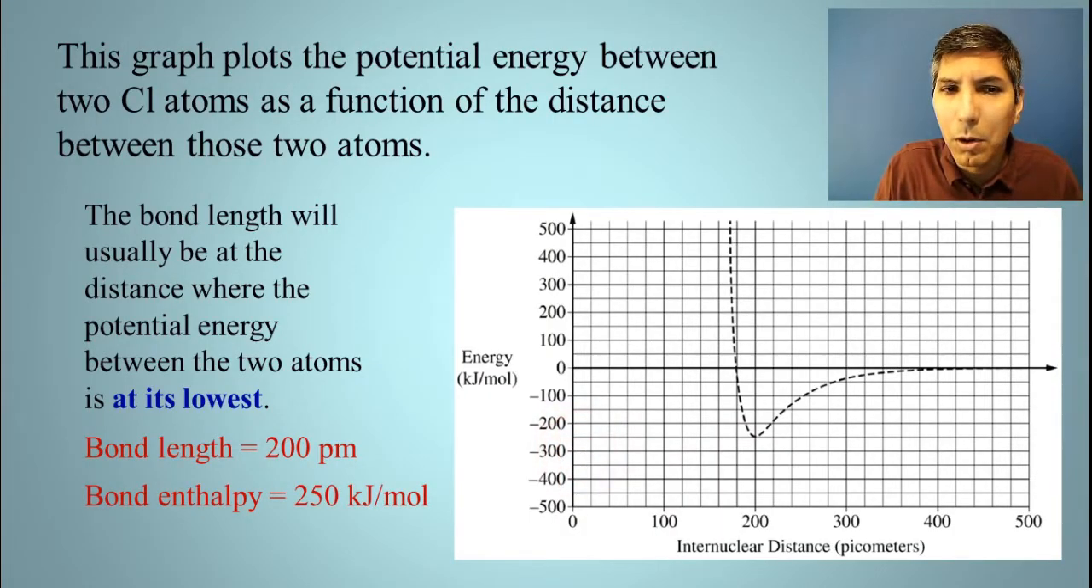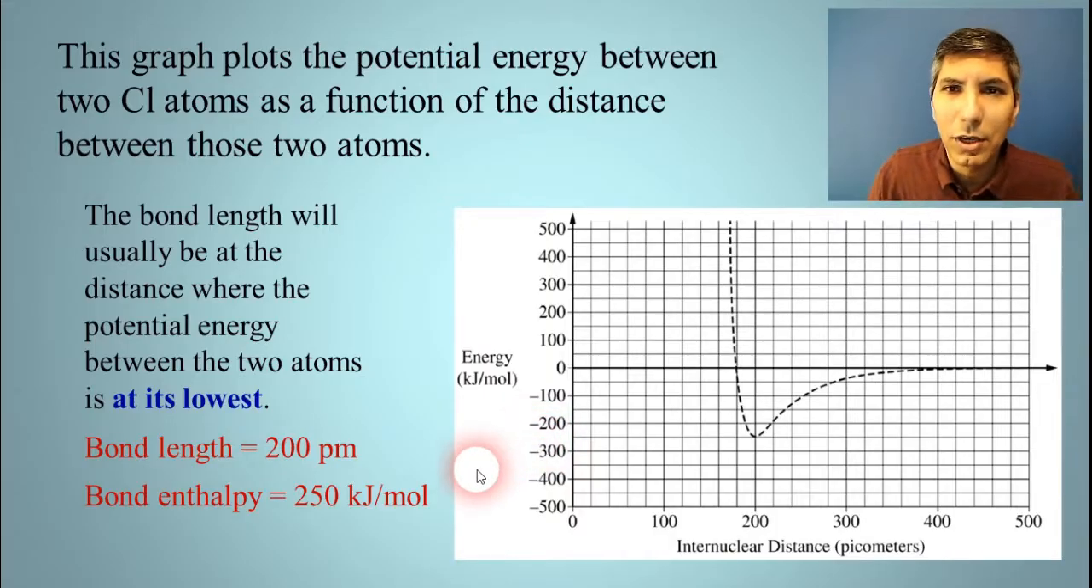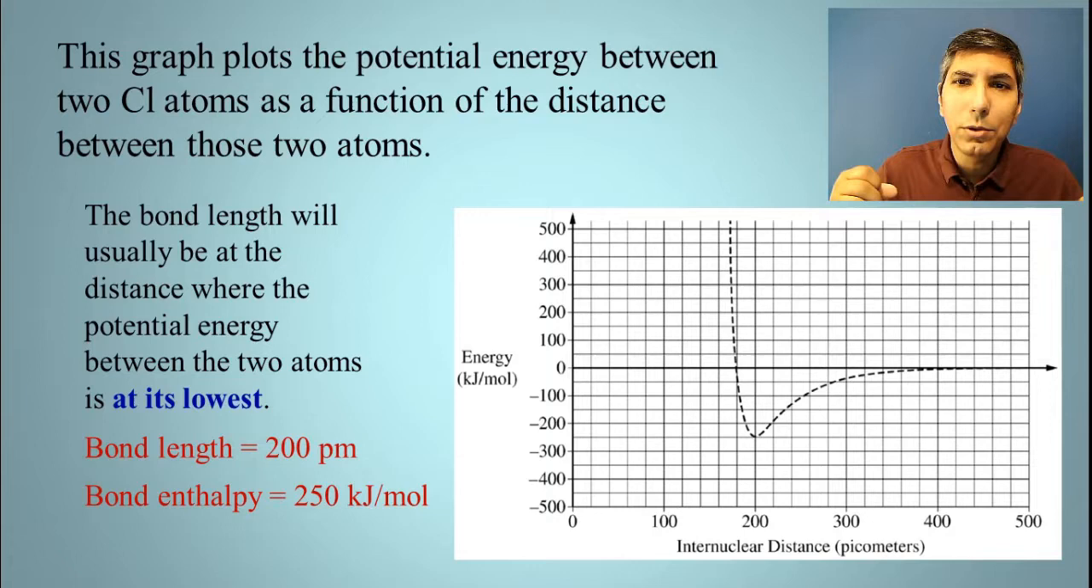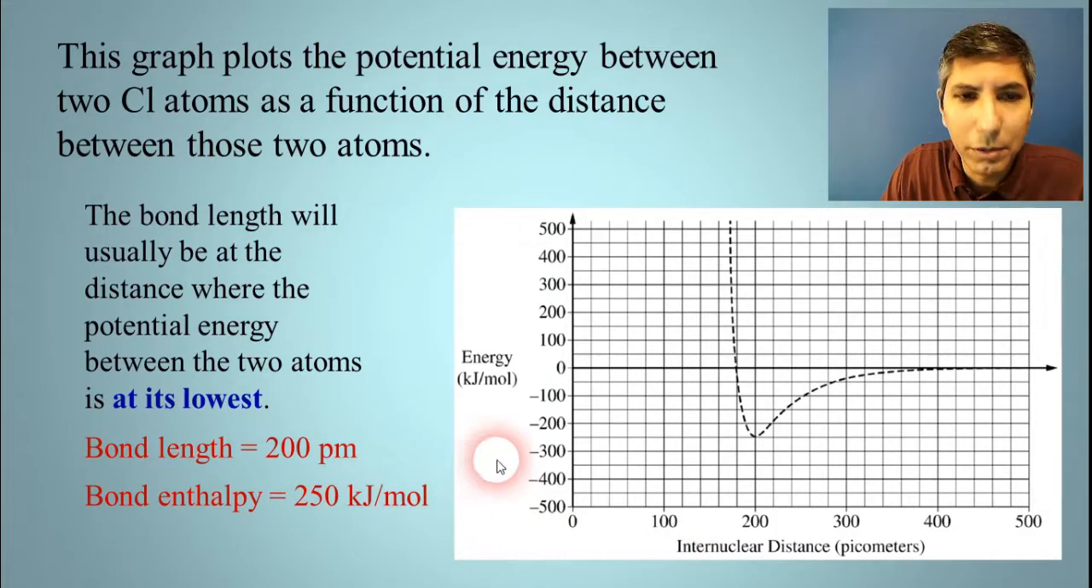Now, some students might wonder, why is it not negative 250 kilojoules per mole? Well, this negative here represents the energy that's released when the two atoms are forming that chemical bond. Forming chemical bonds will always be an exothermic process. That's why it's a negative number there. On the other hand, the bond enthalpy refers to how much energy it's going to require to break that bond. So that's why it's the opposite sign. Bond enthalpy is always going to be a positive number. So that's why it's 250 kilojoules per mole in this case.